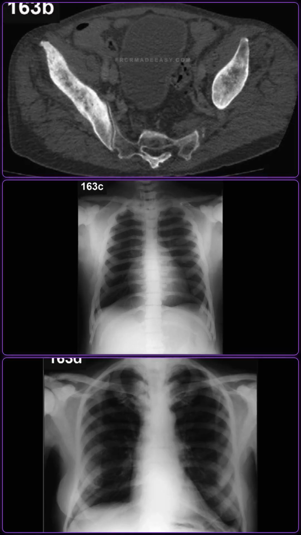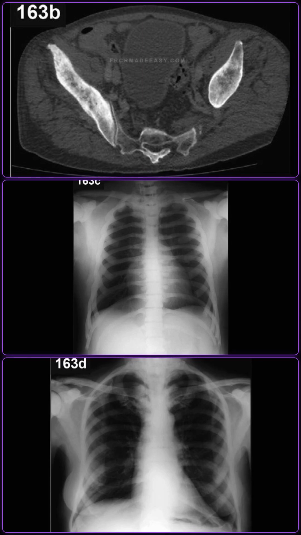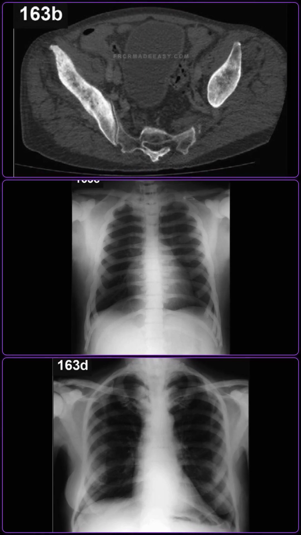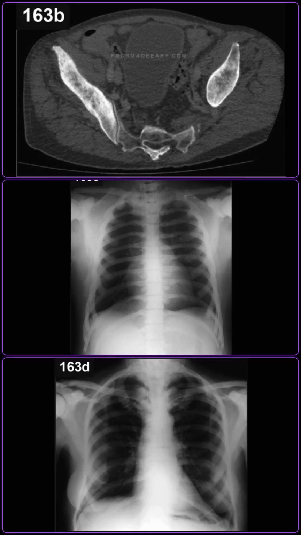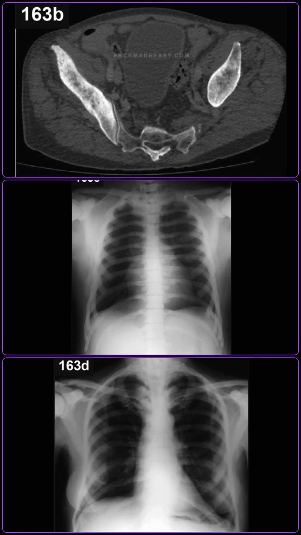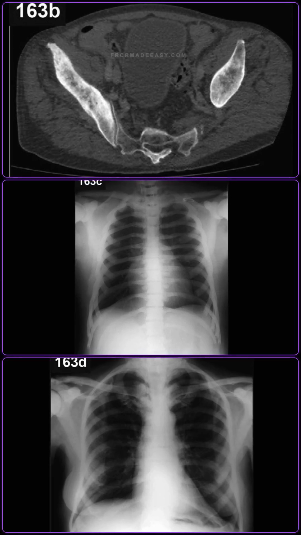I am showing you comparison radiographs and CT images of other osteosclerotic conditions. Describe the findings and how they relate to the differential. In that case, the axial CT of the pelvis shows marked sclerosis of the hemipelvis with cortical thickening and coarse internal trabeculations, typical of Paget's disease.